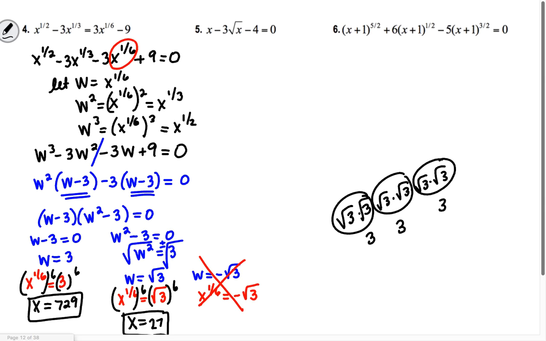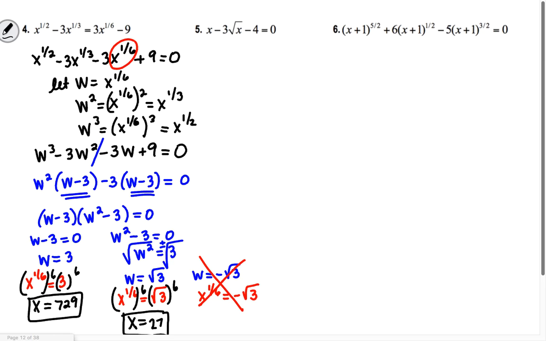All right, so the other way you can do it is you can think about your powers. If I have 3 under a square root, well, that's 3 to the 1/2. And then if I raise it to the 6th, I multiply my powers. So it becomes 3 to the 3. Well, 3 to the 3 is 27, right? So you could do it that way as well. All right, so yes, 729 and 27. And you can check them. They both work.